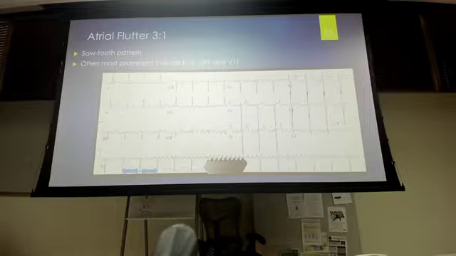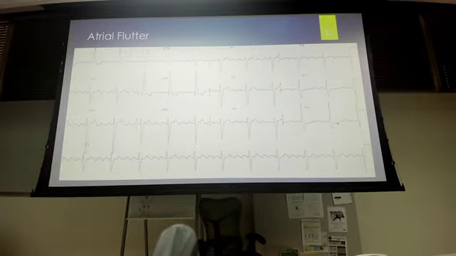So for atrial flutter with a non-variable rate, R's to R's are going to be regular, and our atrial rate is elevated, and sometimes our ventricular rate as well, depending on how many flutter waves are finally getting through down to the ventricles. This is an example of atrial flutter. Is this a variable rate or a non-variable rate?